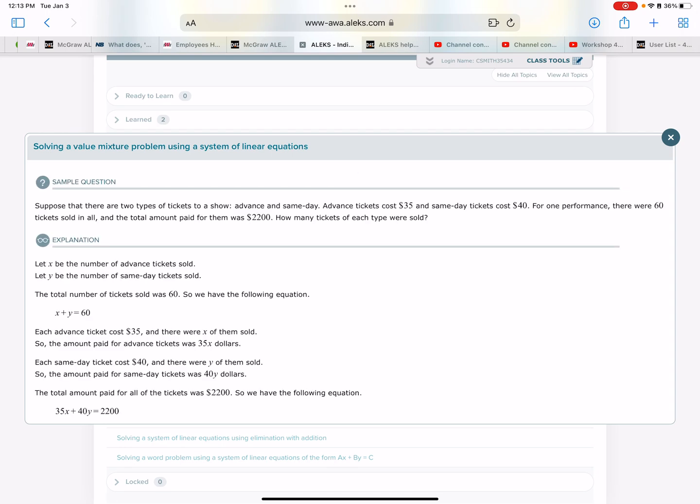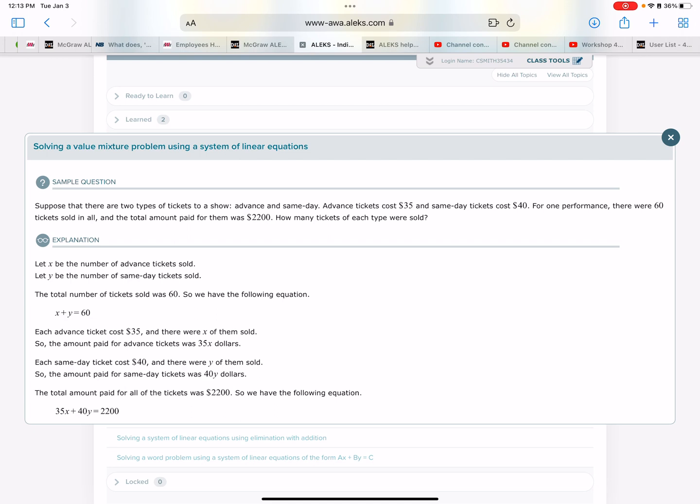Okay, we're going to do something really similar now, except this time with mixtures. We have two things. First, we're going to talk about the total number of tickets that were sold, and then the profit that we got. I've got two types of tickets: advance and same day. So I'm going to have x be my advance and y be my same day, and I sold a total of 60 tickets. So I have x plus y equals 60.